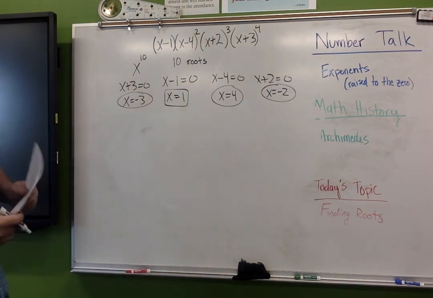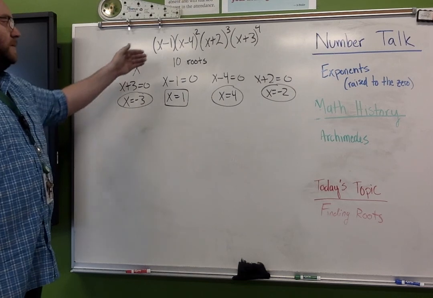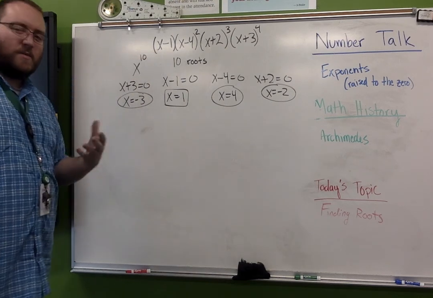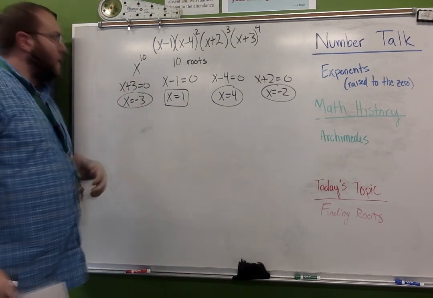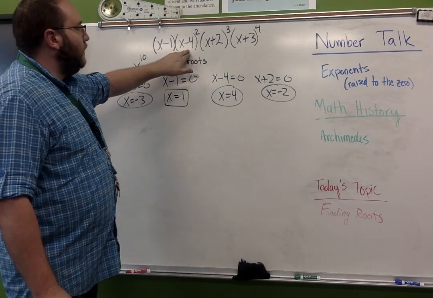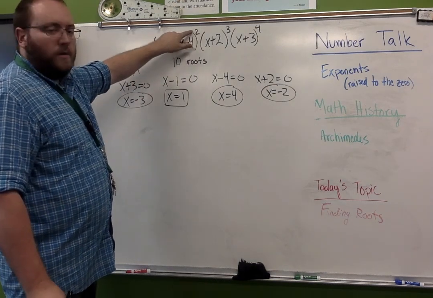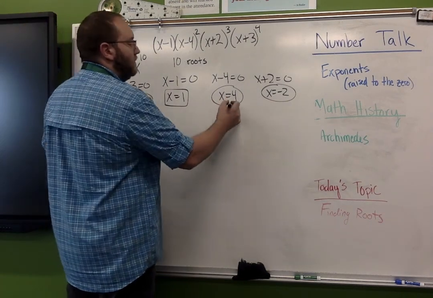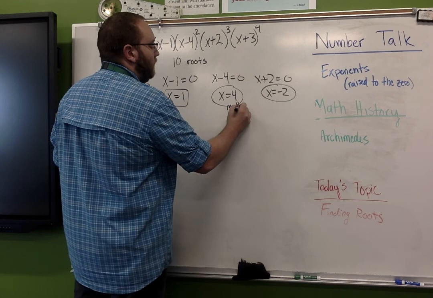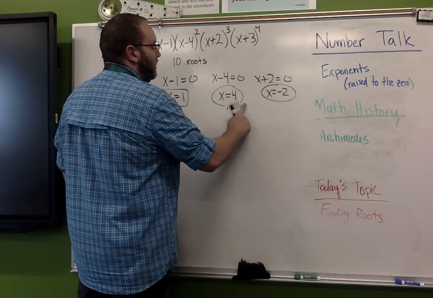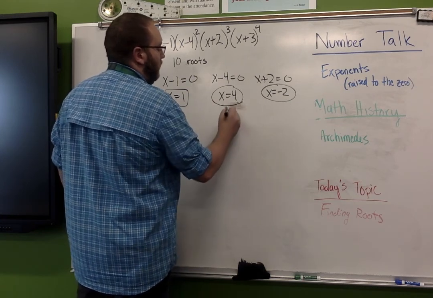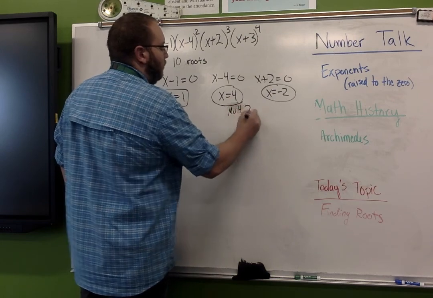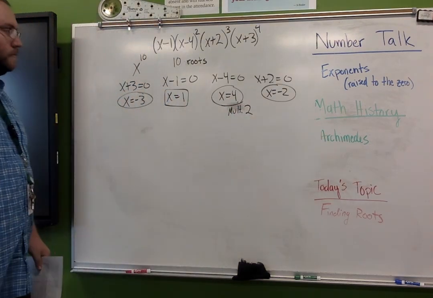Well, hold up. Here we only have 4 roots, but we're supposed to have 10. This is where multiplicity comes into play. Notice that these roots are actually repeated. x minus 4 is repeated twice. So x minus 4 doesn't just show up once, it shows up twice. So we call it multiplicity. I'm just going to abbreviate because I don't want to write super small. Multiplicity 2. It shows up twice.